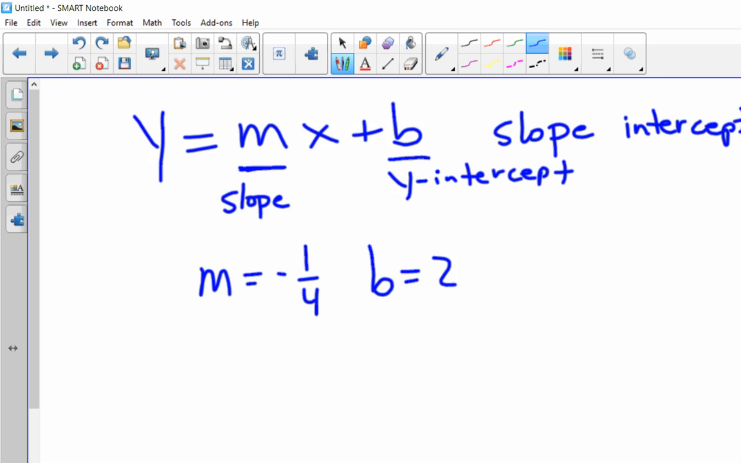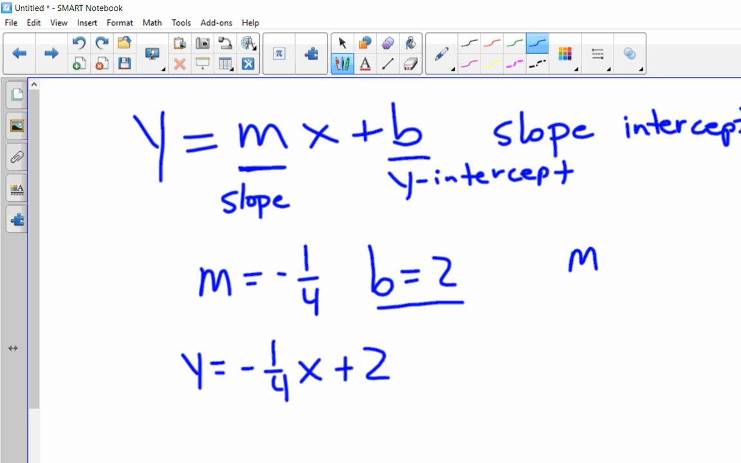So we're going to go ahead and plug that in. Y equals negative 1/4, because that's my slope, x plus, and that's because the b was positive 2. That's all you got to do. So that's going to tell me, hey, my line hits the y-axis at 2, and my slope is down 1 and over 4. Okay, from that point, and I could draw a line. All right.